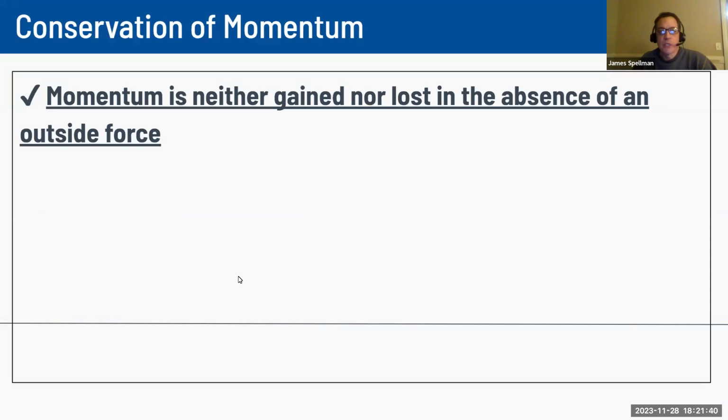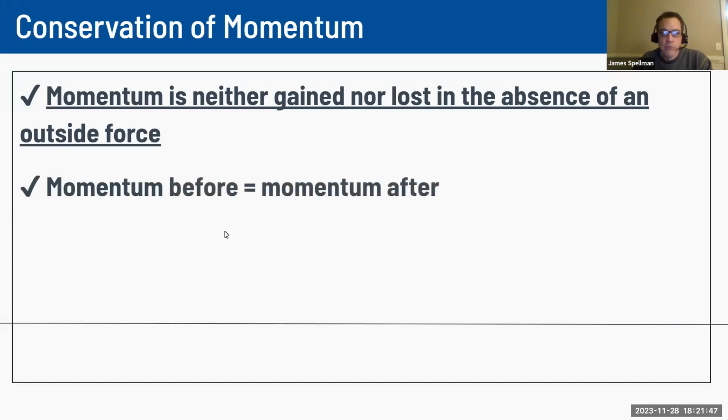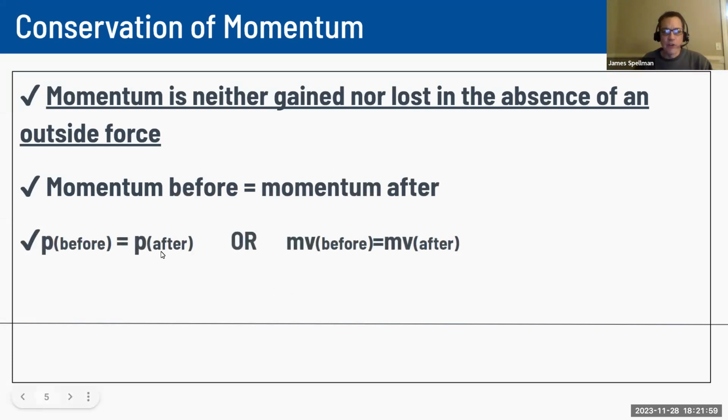Conservation of momentum is used when we talk about a before and after. And so momentum is neither gained nor lost unless there's some kind of an outside force interfering with things. Simply put, the momentum before something happens needs to equal the momentum after something happens. And again, this is if there's no outside forces coming in or out of it. If we turn this into some mathematical speak, then P, which stands for momentum, the P before is going to equal the P after. And since P equals mv, we could also say the mass times velocity before is going to equal the mass times velocity after.